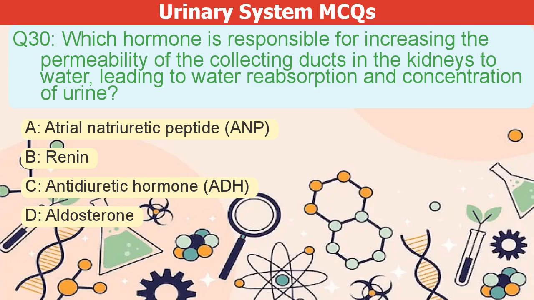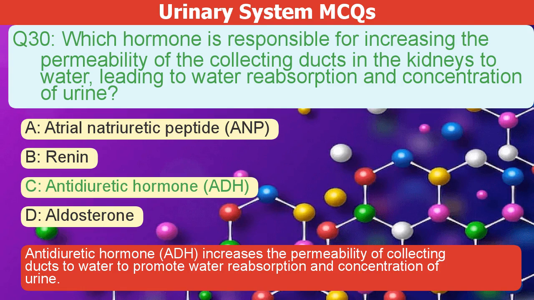Which hormone is responsible for increasing the permeability of the collecting ducts in the kidneys to water, leading to water reabsorption and concentration of urine? A. Atrial natriuretic peptide, ANP. B. Renin. C. Antidiuretic hormone, ADH. D. Aldosterone. The correct answer is C. Antidiuretic hormone, ADH, increases the permeability of collecting ducts to water to promote water reabsorption and concentration of urine.